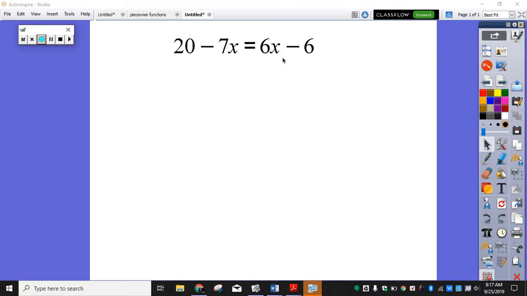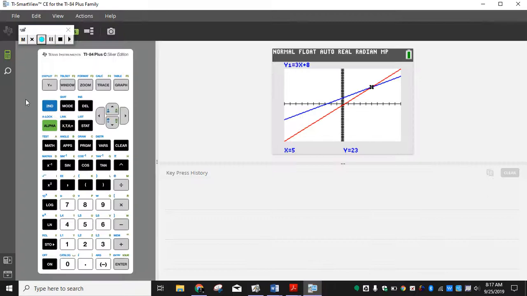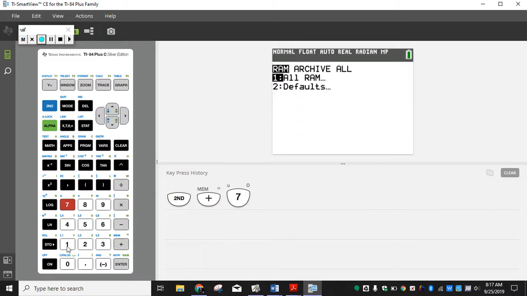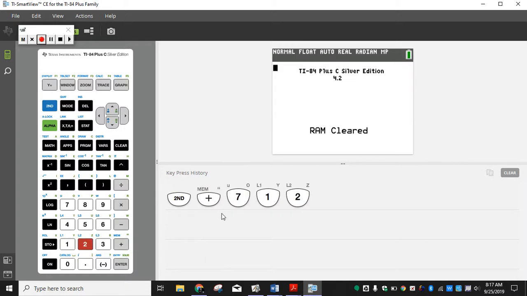Now the nice thing about having the graphing calculators is the calculator will build the table for me. So what I want to do first, of course, always clear the memory. So that would be second plus 7, 1, 2. That takes you through the process of clearing the memory, and now I have a fresh start on my calculator.